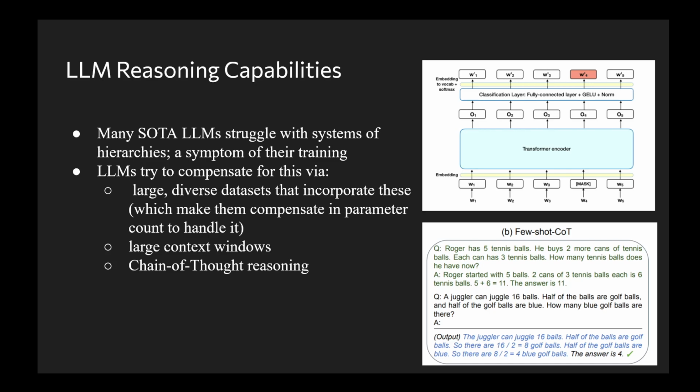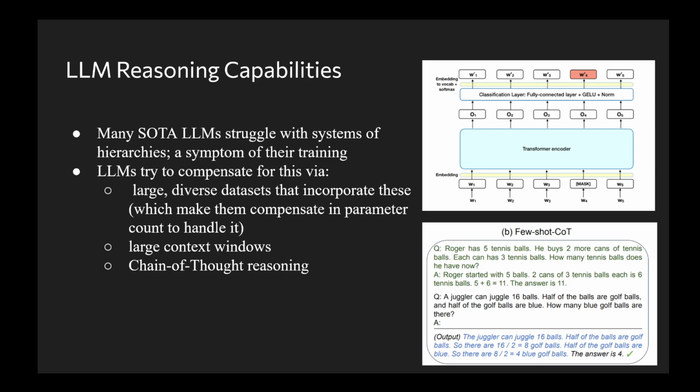And the other thing is large context windows, which means it's not just the local context from, let's say, an encoder; the local context is now bigger. So it has more of a chance to capture those dependencies and meanings. And then I would say the third thing is chain of thought reasoning.